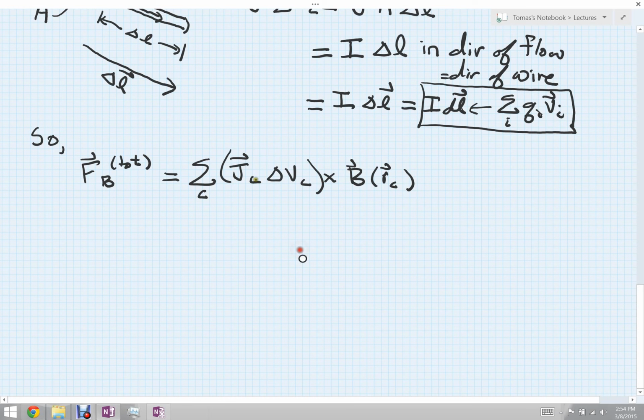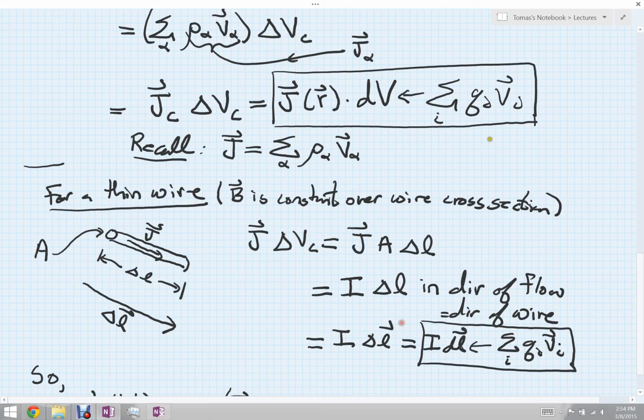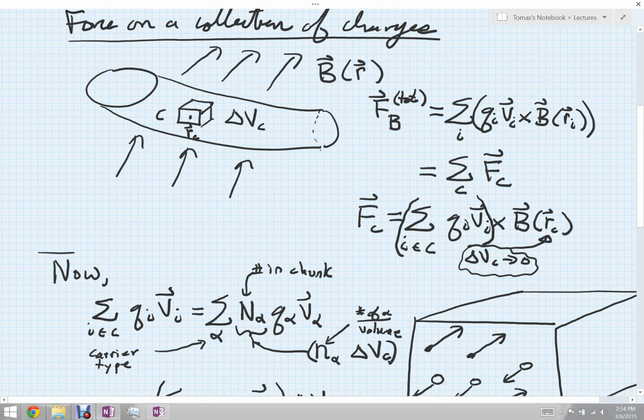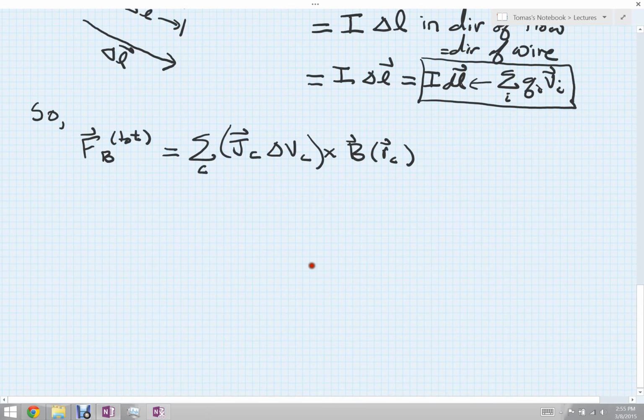In fact, this result, I believe we should be able to find it pretty quickly. That was right up here, right? This is where we had basically started, where we had defined this sum on QI VI quantity that we've been evaluating. Once we have it, we take the cross product with the magnetic field, and then we add that up over all of our chunks. So that's what I'm expressing to you here.